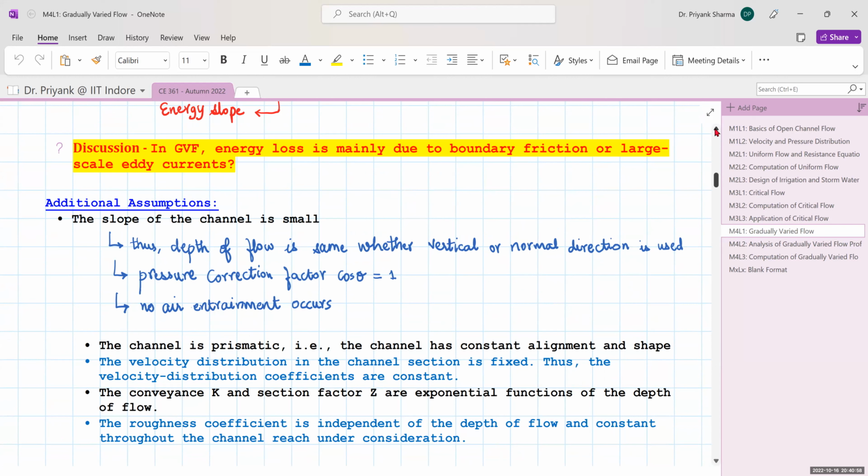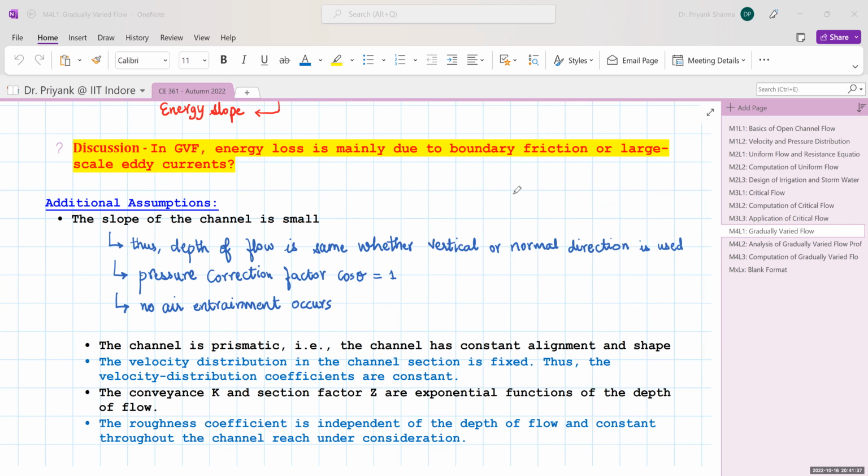So usually the eddies would come into the picture where there is unsteadiness of flow, where there is some rapidness involved. So those are the aspects which you need to think upon. Now there are some additional small assumptions. That is, the slope of the channel is very small. Obviously, if the channel slope is very large, there may be chances of some rapid changes in the flow. So the depth of flow is the same whether it is measured vertically or normal to the bed slope. The pressure correction factor cos theta becomes 1 and there is no air entrainment.